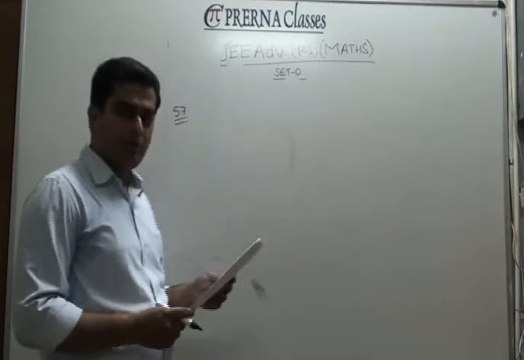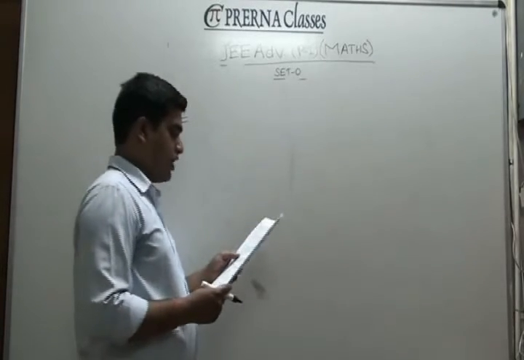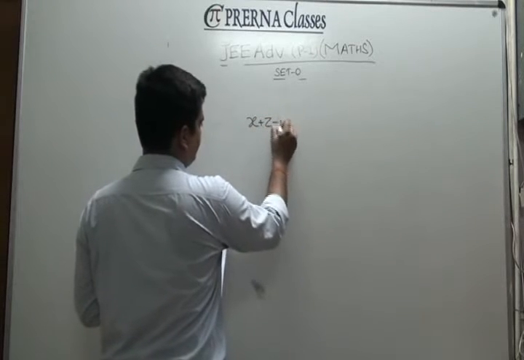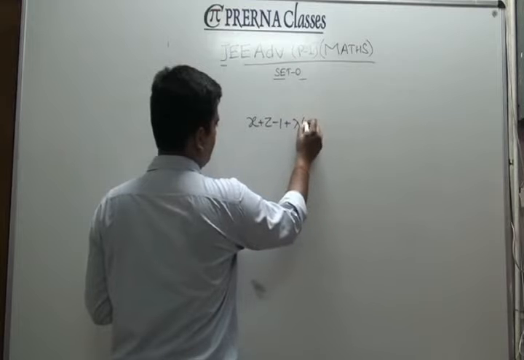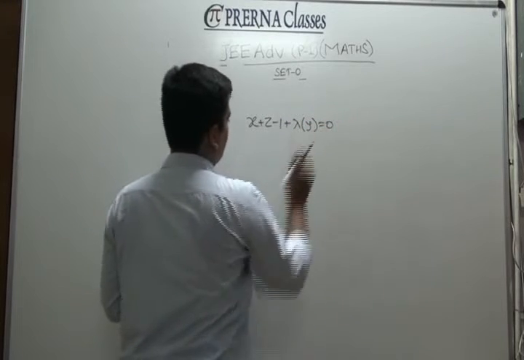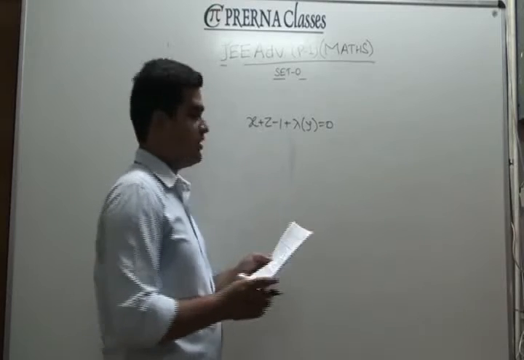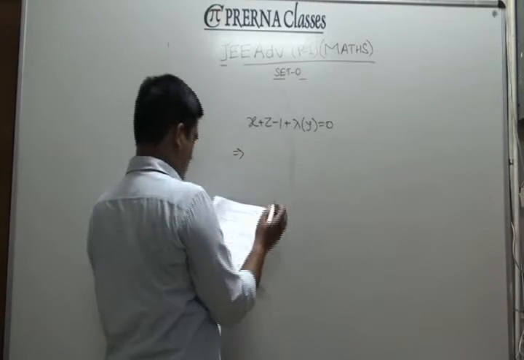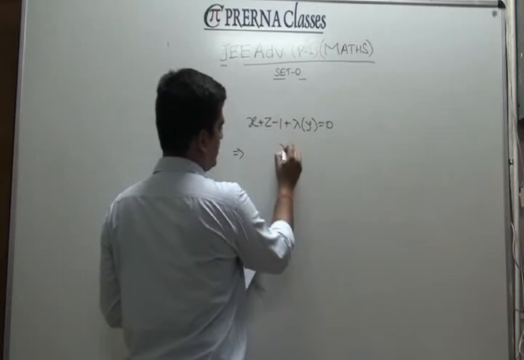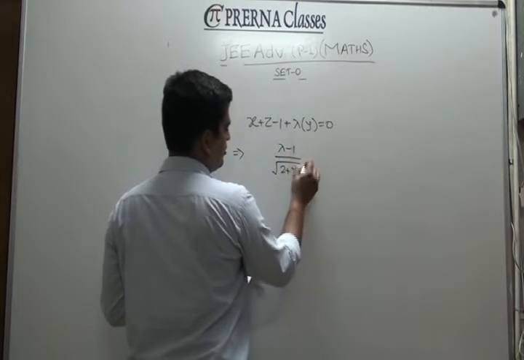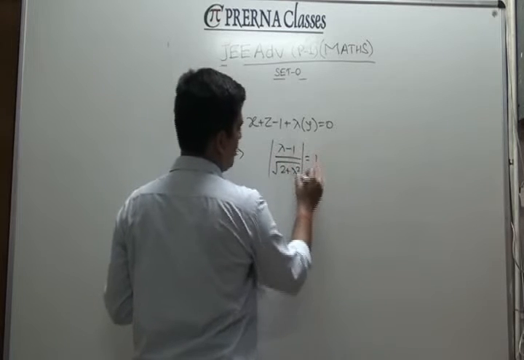Next problem is the 57th one, which is related to 3 dimension. You have one plane given as this. You are looking at a member of this family, which is P3, whose distance from (0, 1, 0) is 1 unit. If you look at the distance of that point, it is going to be equal to this much. This is what is given to you.